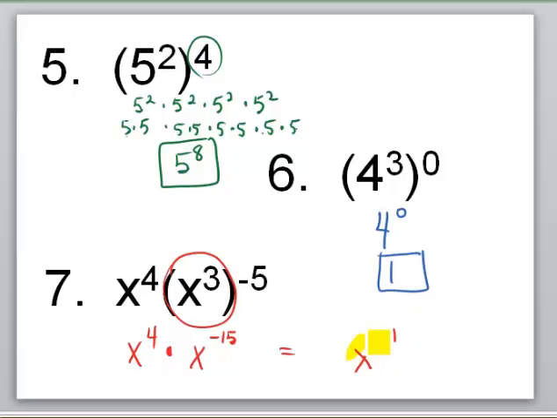This one, we're not going to leave our answer in that form because it's not happy, so I highlighted it, and I need to make it happy, and I'm going to move it to the bottom of the fraction. So my answer ends up being 1 over x to the 11th.